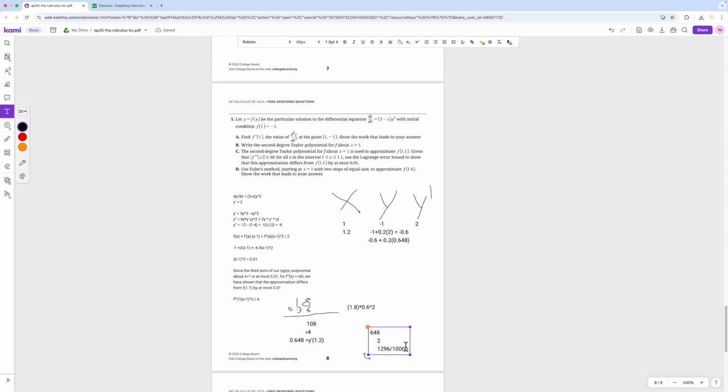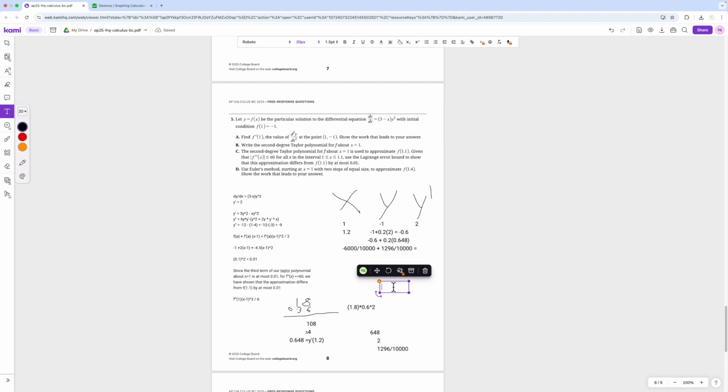And this is going to be 1296 divided by 10,000. And all we're doing is adding negative 0.6 to that. So you can rewrite negative 0.6 as negative 6,000 divided by 10,000, and you're just adding 1296 divided by 10,000. And what is that equal to? We're just going to do some simple addition here.